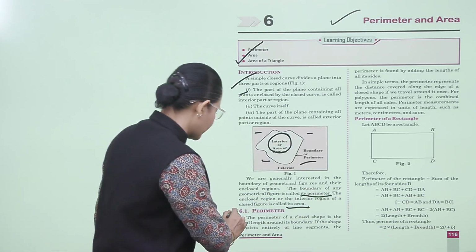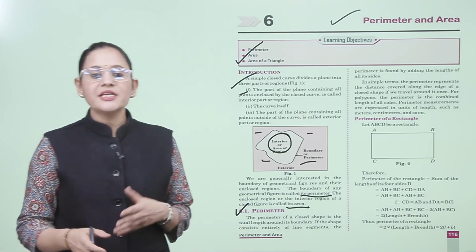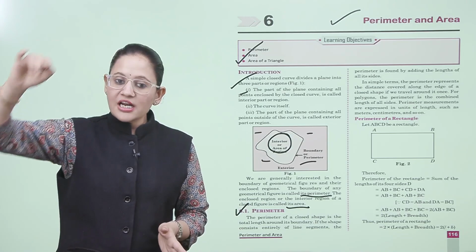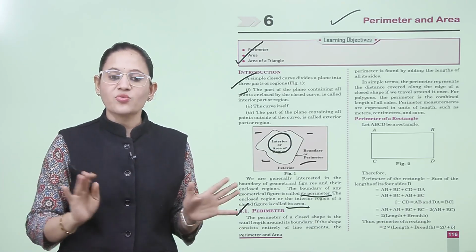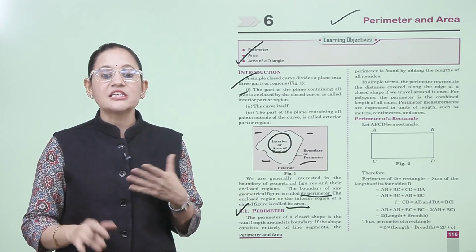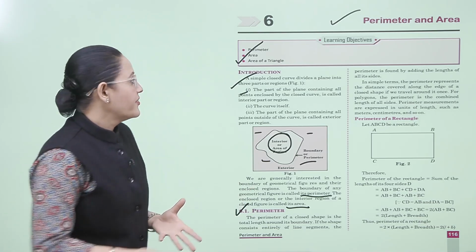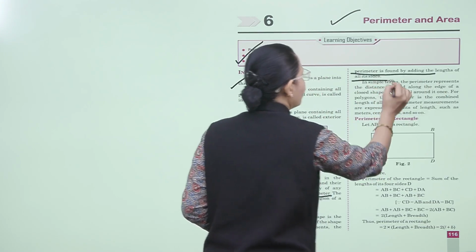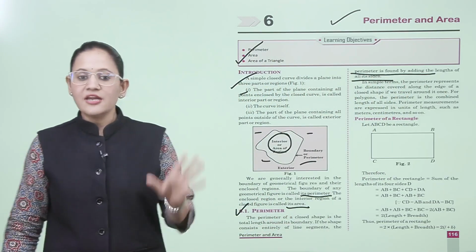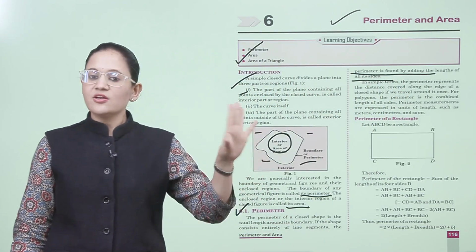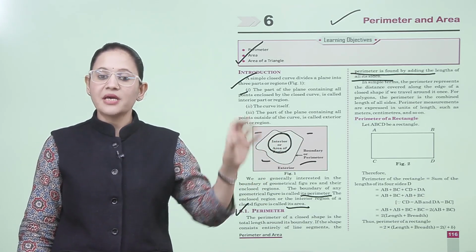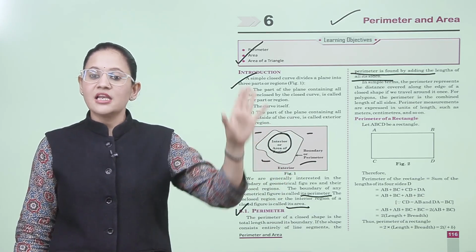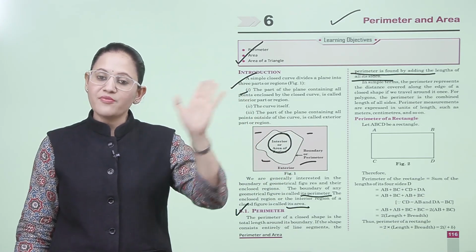Now we'll take perimeter. The perimeter of a closed shape is the total length around its boundary. The total length around the boundary of any shape is known as its perimeter. If the shape consists entirely of line segments, the perimeter is found by adding the lengths of all sides. So if the shape contains line segments only, then what will the perimeter be? The perimeter will be the sum of the lengths of all sides.